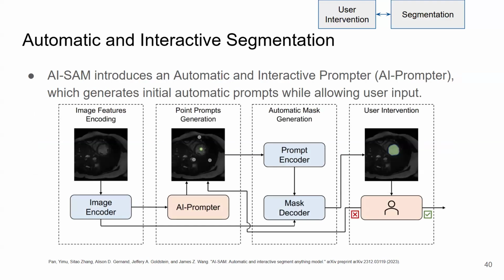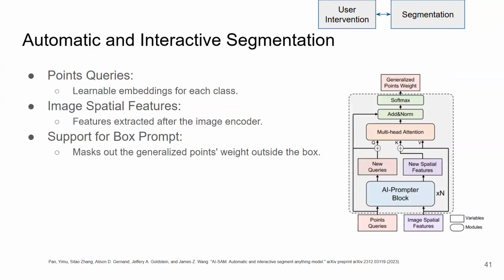And the core of this model is just an AI prompter, an automatic and interactive prompter. What it does is, based on the image, it automatically learns the prompt associated with each mask. Here we use a point prompt. If the prompt is already associated with the mask, then during the application, when the user wants to use the model, the user only needs to click the points instead of having to use the brush tool to correct the mask. And you don't need to worry about the details.